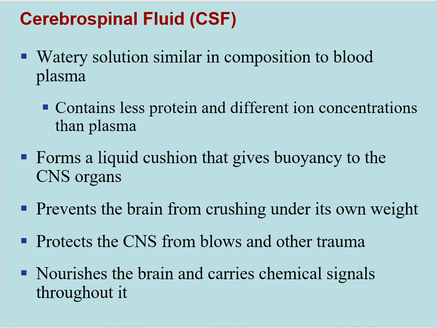All right, we've already talked about the CSF or cerebrospinal fluid quite a few times. You find it around the brain, in the ventricles, and these areas that you find cerebrospinal fluid in the brain, the ventricles, oftentimes are outlined by ependymal glial cells. But have we really talked about the actual fluid? Well, it's mostly water, but it is similar in composition to blood, but it does contain less protein, different ion concentrations than blood plasma, and it acts really much like a cushion.